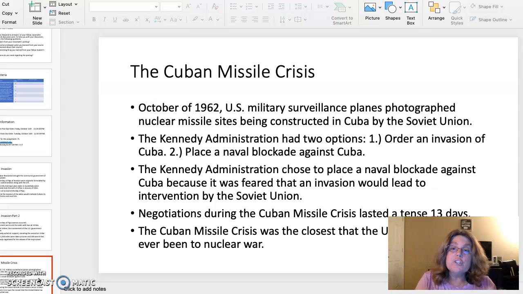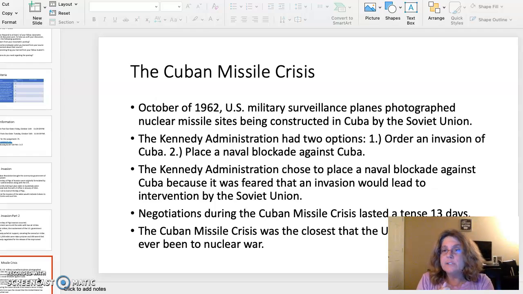The Kennedy administration had two choices in regards to responding to this information. Firstly, an invasion of Cuba, which with the Bay of Pigs fiasco a year and a half before, was not such a great choice. And secondly, place a naval blockade against Cuba. The Kennedy administration went with a naval blockade against Cuba because it was feared that an invasion would lead to intervention by the Soviet Union and really an expansive war.